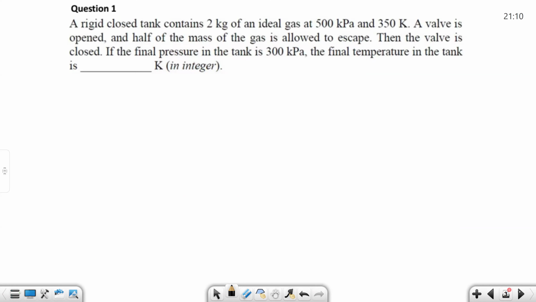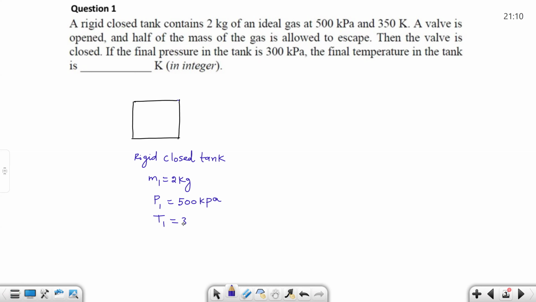So the first question: a rigid closed tank contains 2 kg of an ideal gas, at an initial pressure of 500 kPa and a temperature of 350 Kelvin.